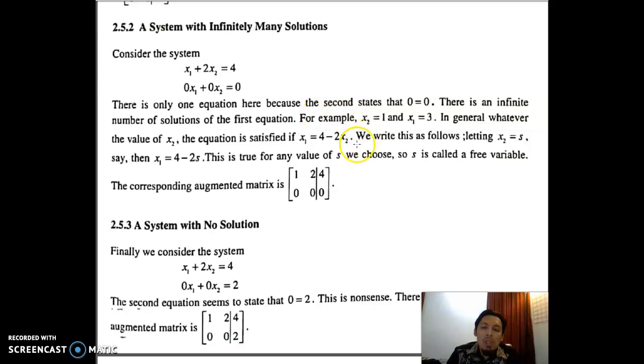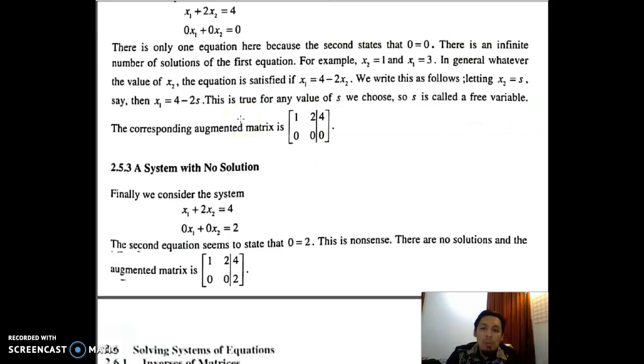So it literally means that any value of x2 that you substitute can give the result of x1, right? So it can be any number. There can be infinitely many solutions for this one. So this is a system with infinitely many solutions.